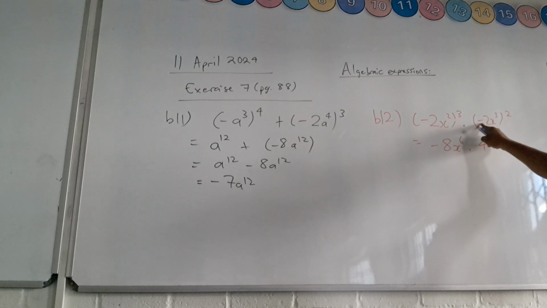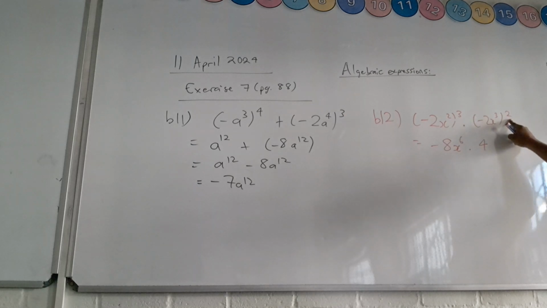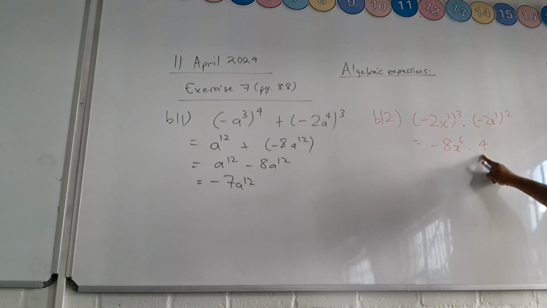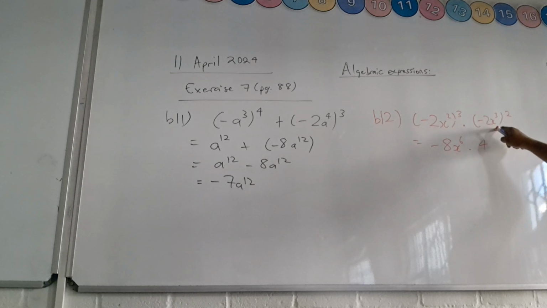Now this one, a negative number raised to an even exponent becomes positive. So 2 squared is 4. Then x to the power of 3 raised to the power of 2. When you raise a power by another power, you must multiply the exponents. So it becomes x to the power of 3 times 2, which also becomes x to the power of 6.